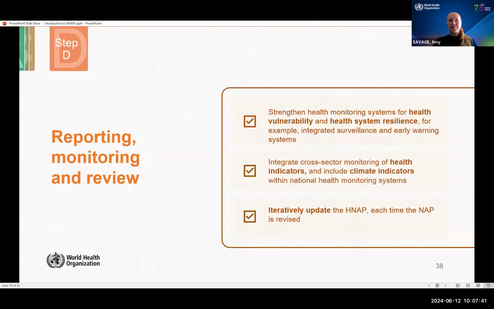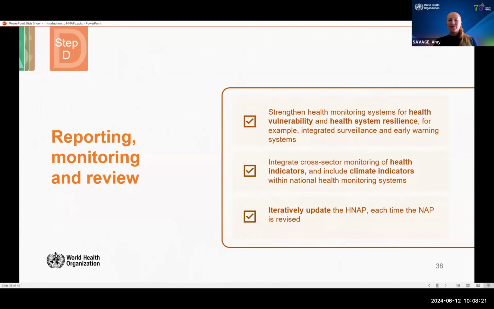So the final step is, of course, as we mentioned, reporting, monitoring, and review. So part of this may be strengthening health monitoring systems for health vulnerability and health systems resilience. For example, establishing an integrated surveillance and early warning system. We also want to understand, well, one, is the HNAP being implemented? But also, are the actions that we're implementing, are they effective? Are we increasing resilience? Are we addressing those health risks of climate change?